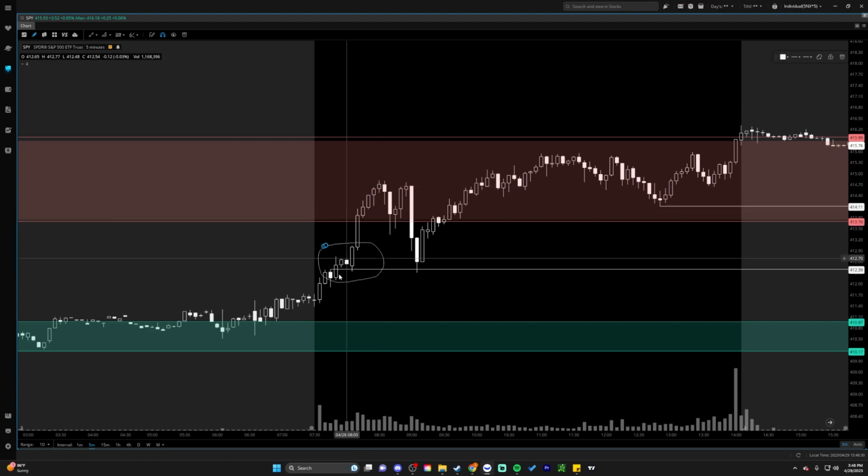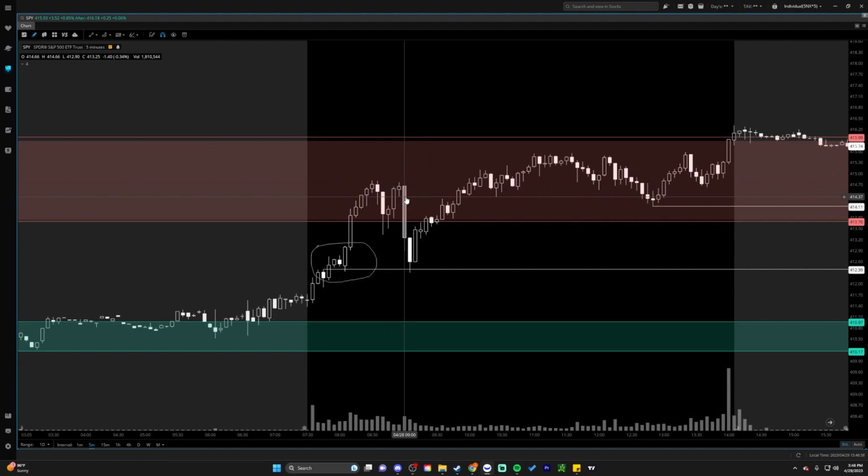But the fact that it ripped up on high volume, covered that price that quickly, right? Came down, higher low, double top, and sold off. This is an imbalance candle here as well. Okay, I'll go into the 1 minute for that in a second.